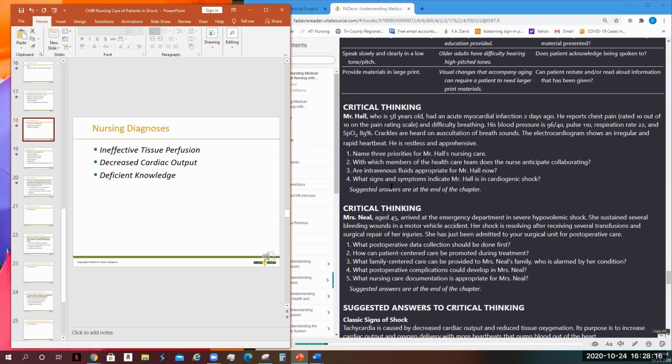Number 4, what postoperative complications could develop in Mrs. Neal? Well, there could be unrelieved pain, bleeding, infection, and respiratory complications. Number 5, what nursing care documentation is appropriate for Mrs. Neal?